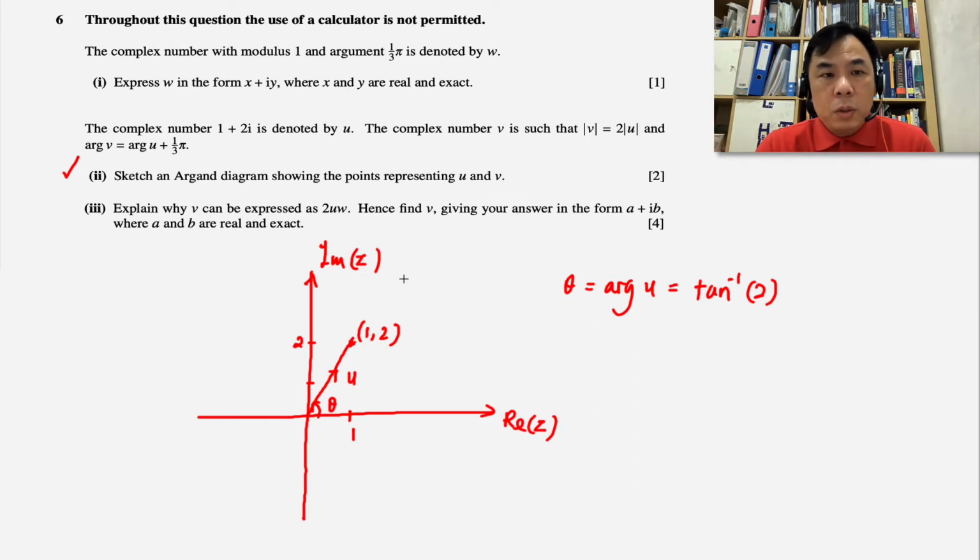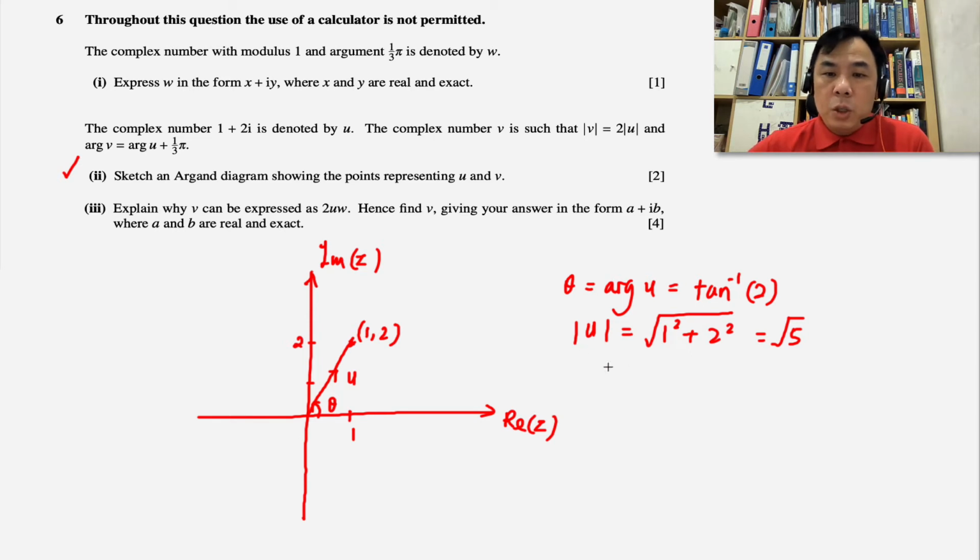Now I'm going to proceed on to sketch my complex number v. I know that v has a magnitude of twice the magnitude of u. So if this is the magnitude of u here, then, if you are not sure what the magnitude for u is, you can always work it out. The magnitude for u in this case, which is quite easy, is 1 squared plus 2 squared, and that will give me the square root of 5.